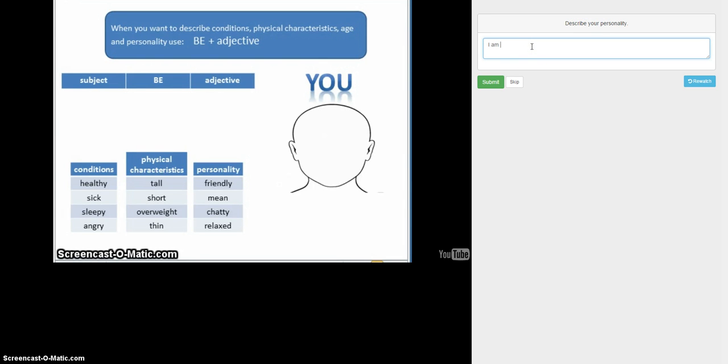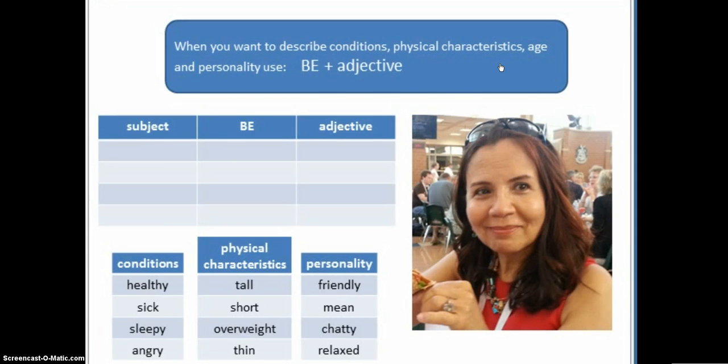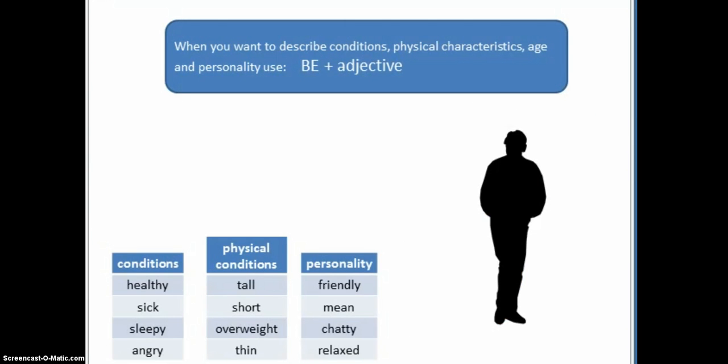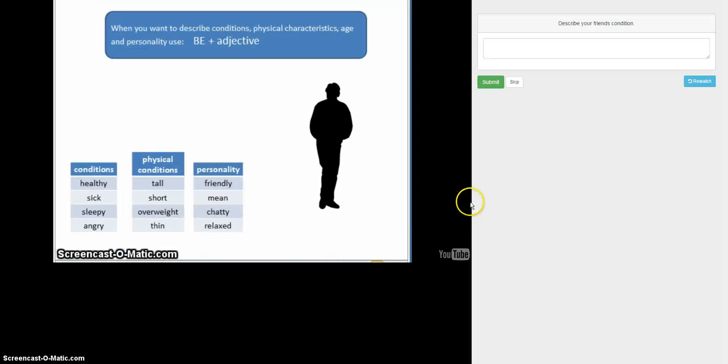And then you continue, and then it says, okay, describe your personality. I am chatty. Okay. And then with EduPuzzle, the students will have an account, and they'll be able to log in. Then I go on to describe a similar scenario where they're describing their friend. This is my sweetheart, and I'm describing her. And then after I demonstrate that, the students are asked to do the same thing with their friend. And this silhouette here is supposed to be like their friend. So it says, describe your friend's condition. He is healthy.